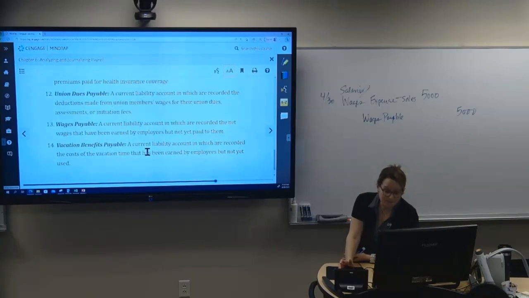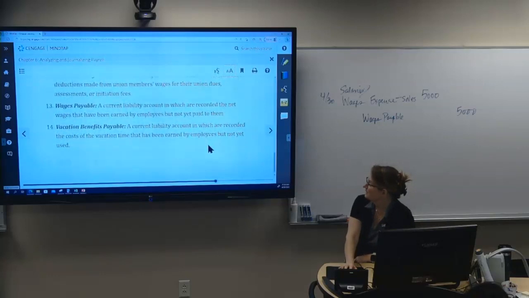Wages payable could be salaries payable, whatever you want to call it. And then those vacation benefits payable. Just remembering that if it says payable, it's a liability. It's not an expense. Okay.